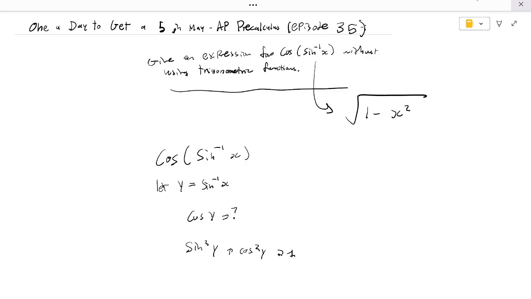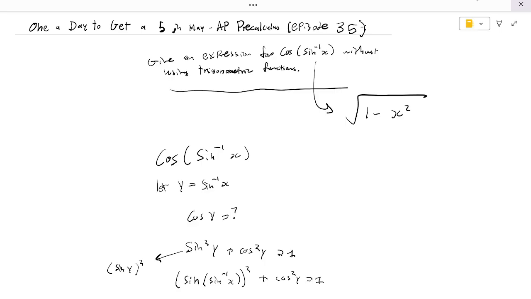But since we have a sine over here and a sine squared over there, maybe if we substitute that in, that would cancel, right? So this is sine squared of y, which is the same thing as sine y, squared. So this is sine, and then substitute in for y: sine of sine inverse of x, squared, plus cosine squared y is equal to 1.